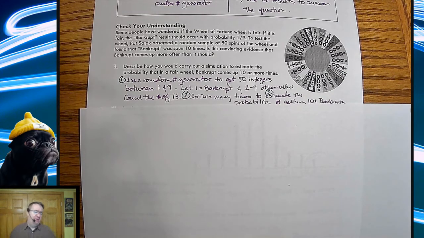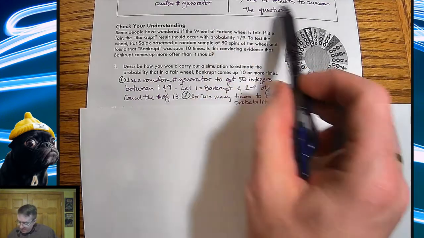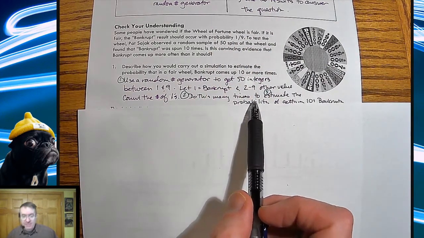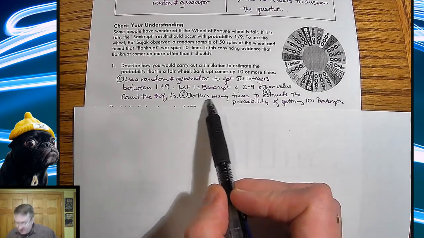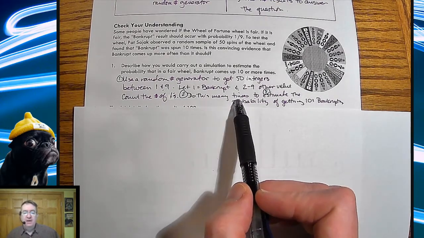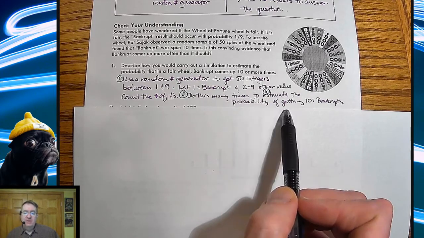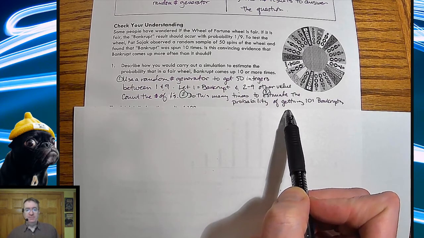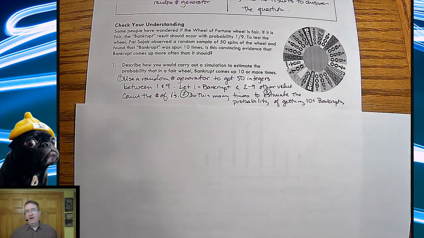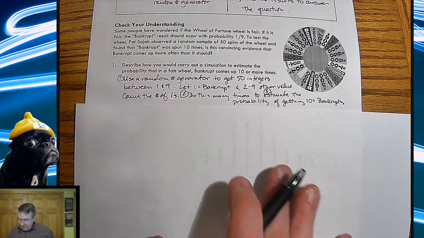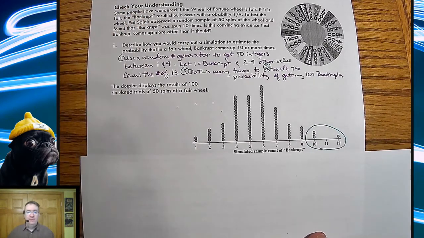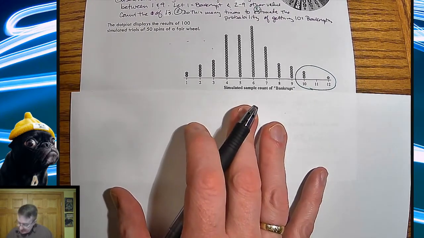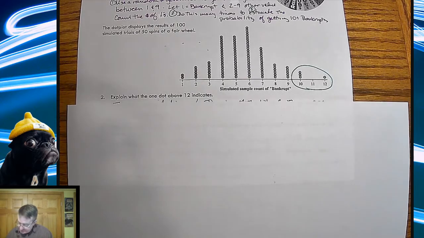You can make it whatever number you want. The second step, perform it many times. We're going to do this many times so we can estimate the probability of getting 10 or more bankrupts. Obviously, you should say how many times you're going to do it. But down here, let's say we did it 100 times. So this is a simulated sample of bankrupts.